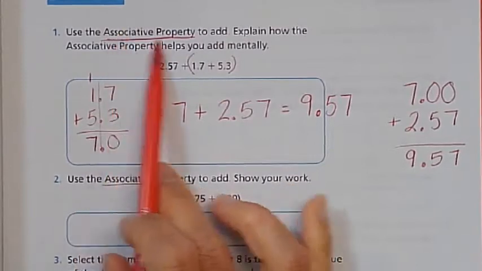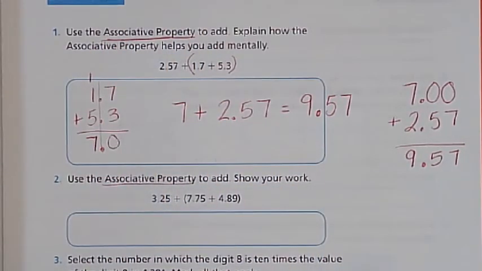The whole purpose of using the associative property is to help us add things a little easier and do some mental math so we don't have to write every single thing out. So this is how I would group those.